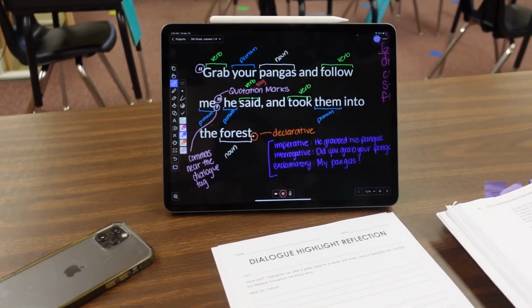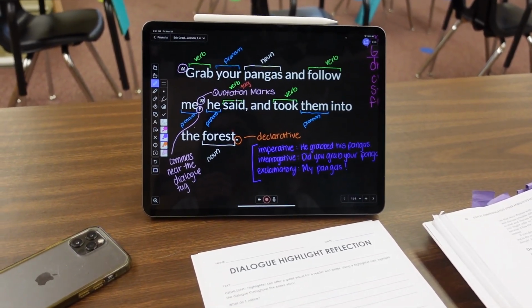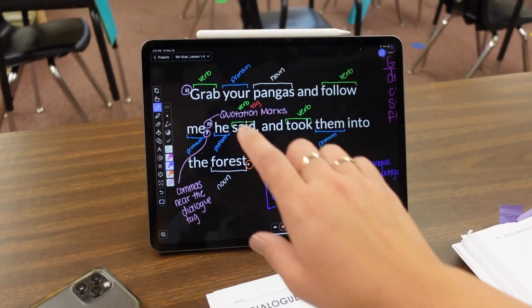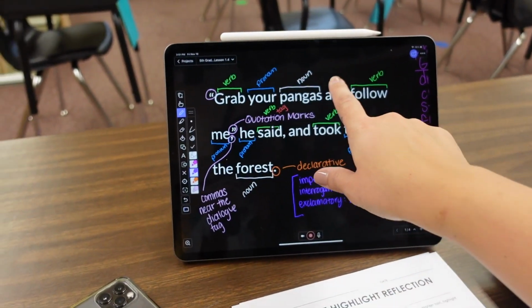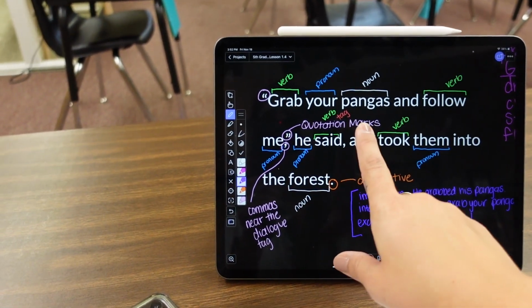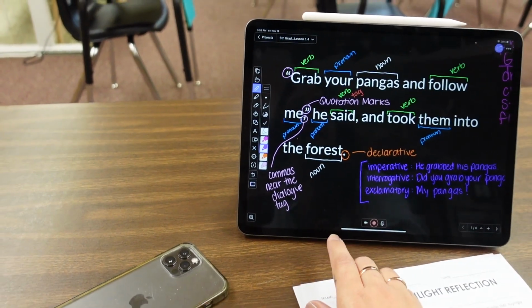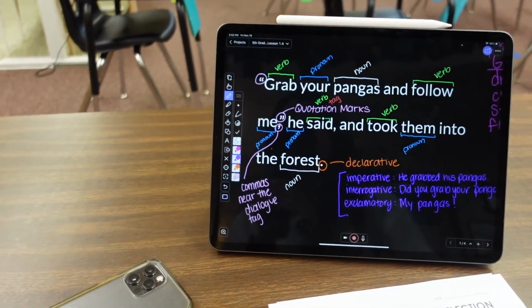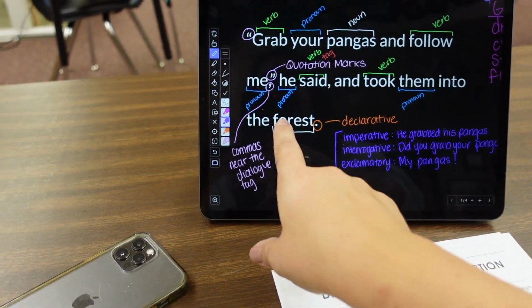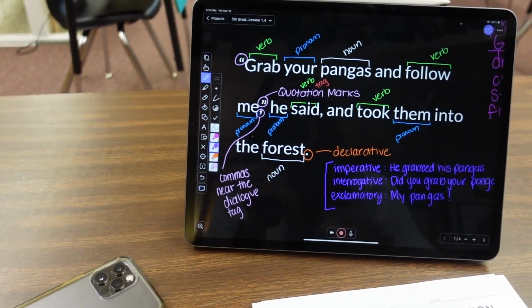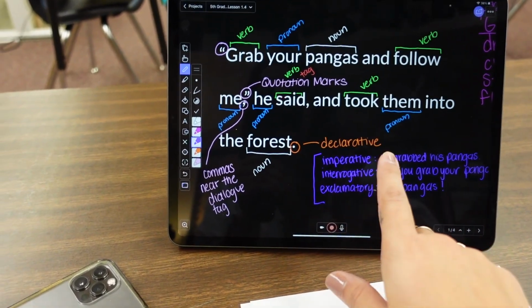So here's what my iPad looks like at the end of us going through our mentor sentence. So students are looking for the parts of speech. We took note that there were quotation marks and that this means that this is dialogue, that when someone is talking, we noticed the dialogue tag, the comma, and we also talked about the type of sentence that it is.